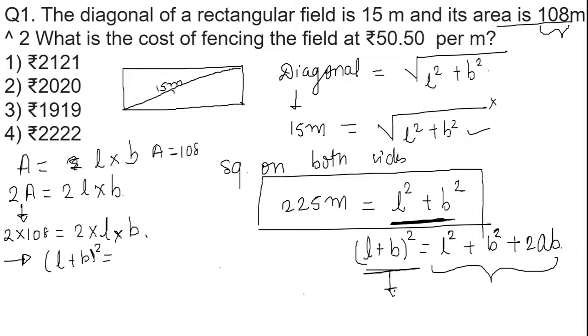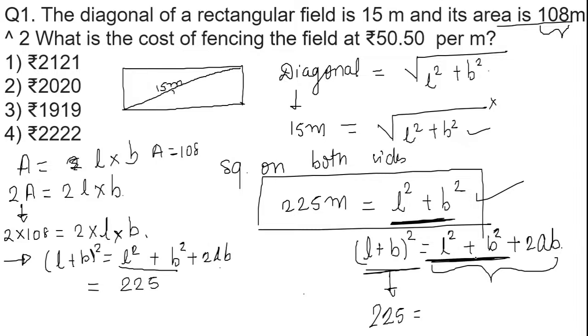We know the value for L square plus B square from this box, that is equal to 225. So what I'll do here is simply take L square plus B square, that is equal to 225. Yes, can I take this as 225? Yes. Simply 2LB can also be written as 108 into 2. Yes, am I right?